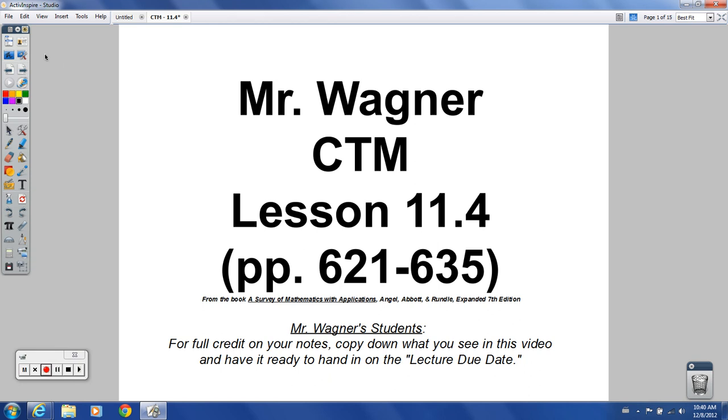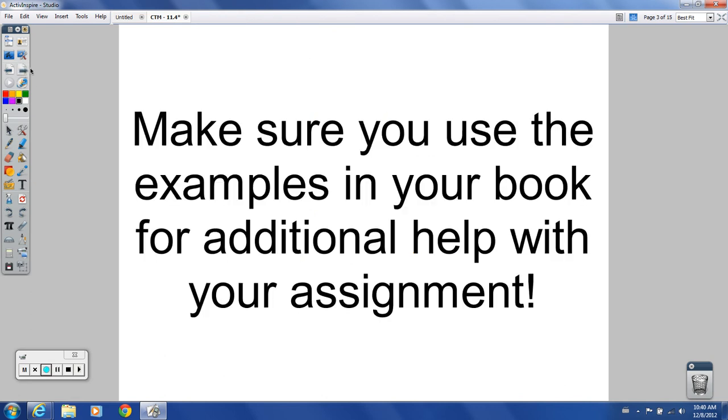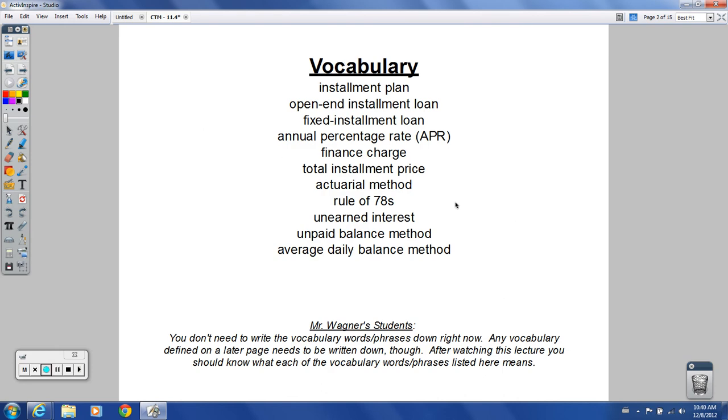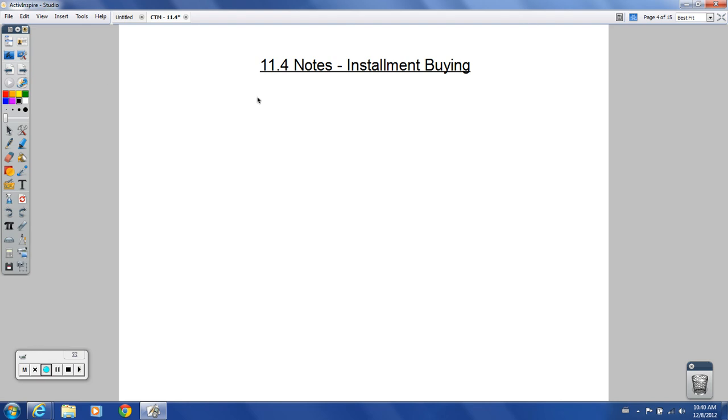But this is the lesson for 11.4 for CTM, and hopefully you'll find this very helpful in your understanding of installment buying. So here's some new vocab. A lot of these things I'm thinking you're probably not very familiar with, as I was not very familiar with them until I started looking into the lesson a little bit more and preparing myself to teach the lesson here. But let's take a look first at some of these definitions. What are some of these things that we need to know vocab-wise for installment buying?